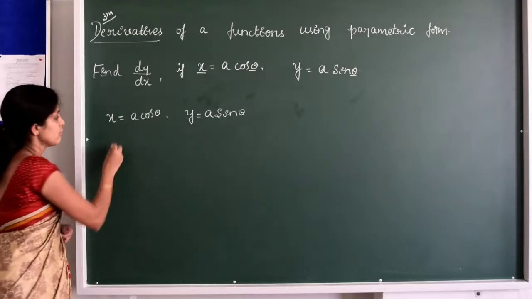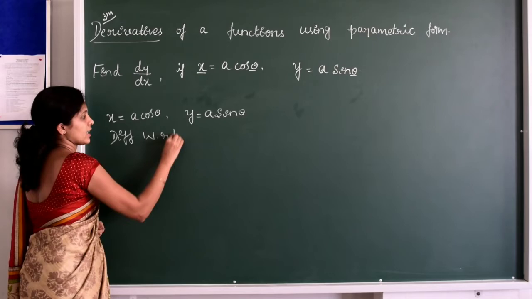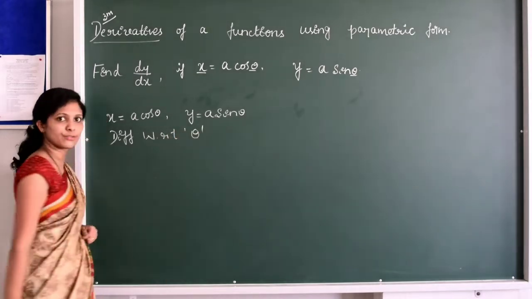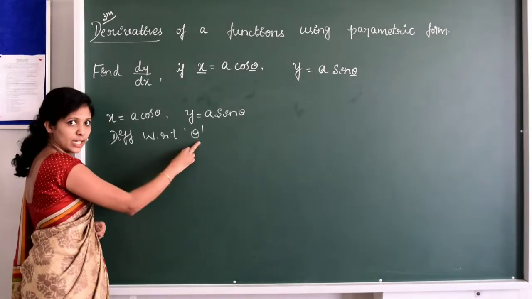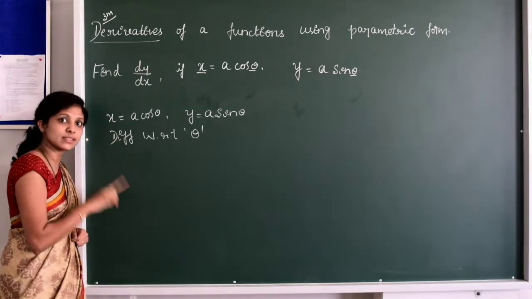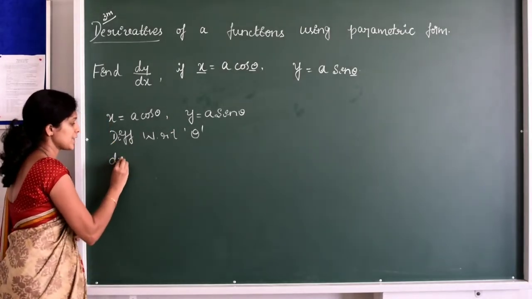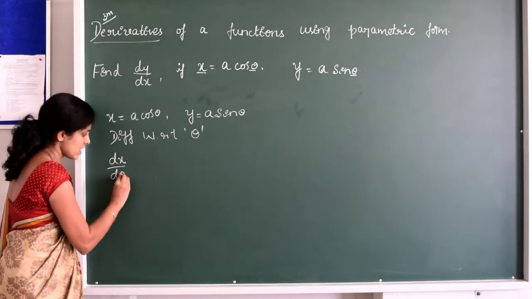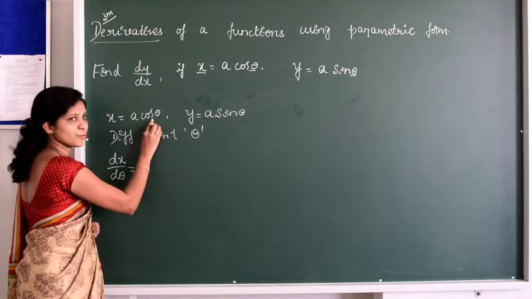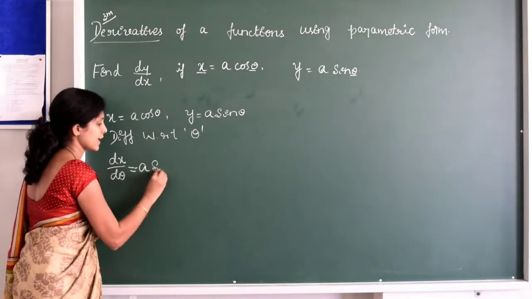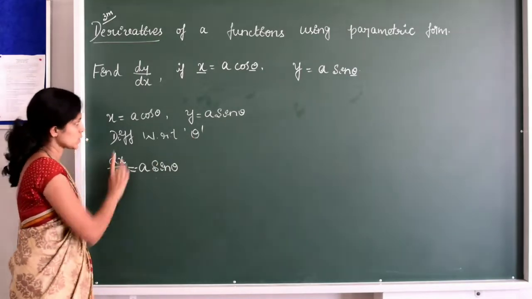Two functions are there. We will differentiate this with respect to theta. Is it clear? We are differentiating the function with respect to theta. So derivative of x with respect to x will be 1. Now derivative of x with respect to theta. So this will be dx by d theta is equal to a into derivative of cos theta. A is a constant. Derivative of cos theta will be minus sin theta. So this is the first one.